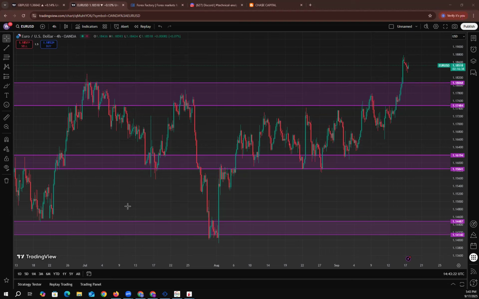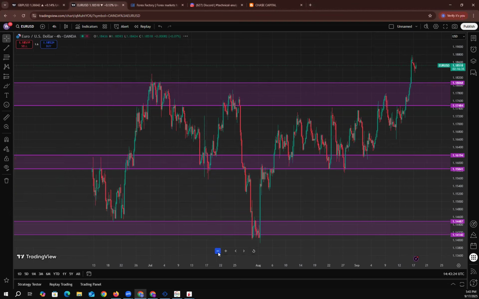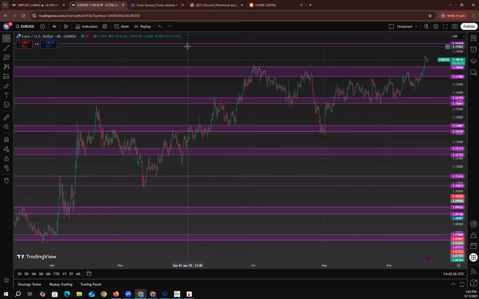And the next area of interest I'll be looking at price coming to, now this is on the 4 hour time frame, is this level here, the levels of 1.19500. That is my next key area of interest.